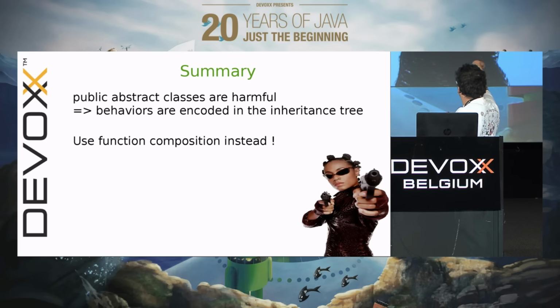So we will use, I don't remember the name of this girl. It's Niobe, I think, perhaps. She will represent function composition. Okay?